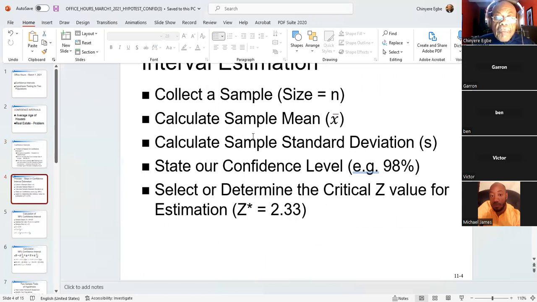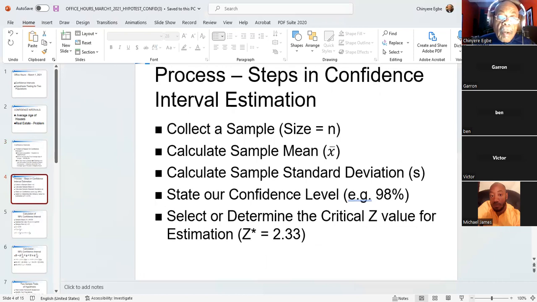All right. And of course, as we said the last time, we collect a sample of houses, size n, could be 50, could be 100, could be 200, and then calculate the sample mean, calculate the sample standard deviation, and we state a level of confidence, 98%. Or we can state a level of significance, which would be 2% in this case. And once we select a confidence level, we determine the critical Z value for that level of confidence. In this case, it is 2.33.